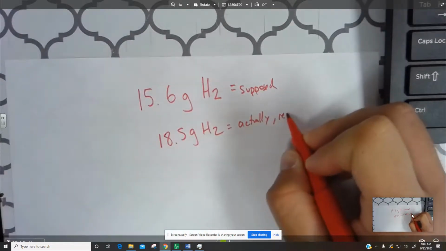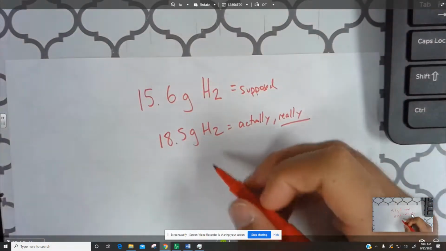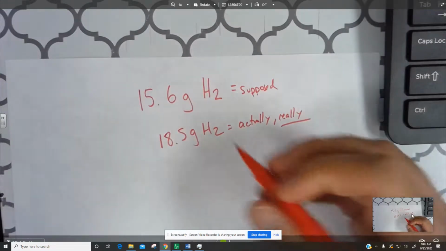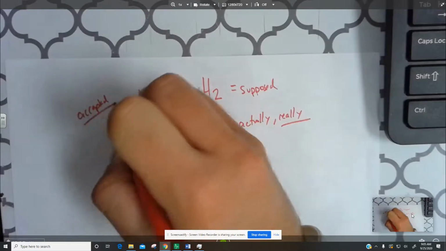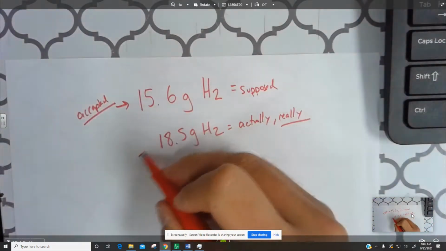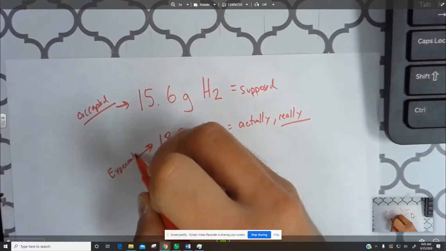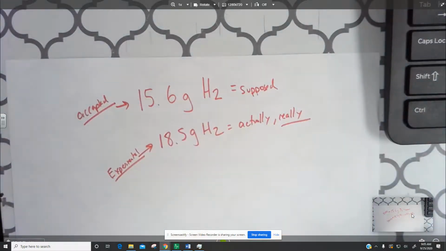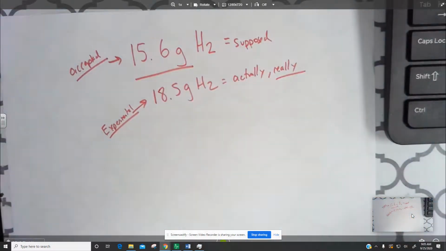That's what really happened. These are words that indicate the experimental value here. Okay, so this is the accepted value. That's what was supposed to happen based on science, and this is the experimental value. This is what did happen based on what you did yourself. This number does not change per person. This one would change per person.